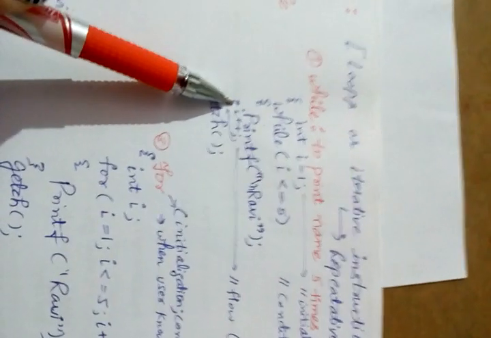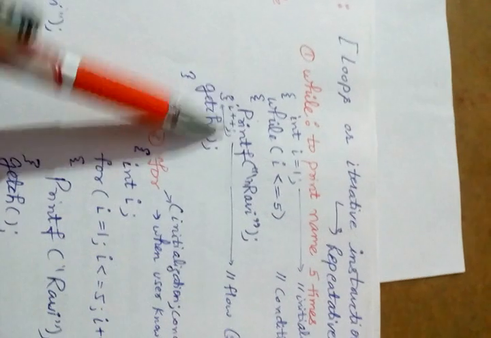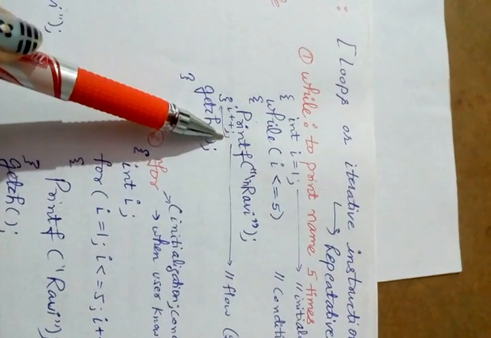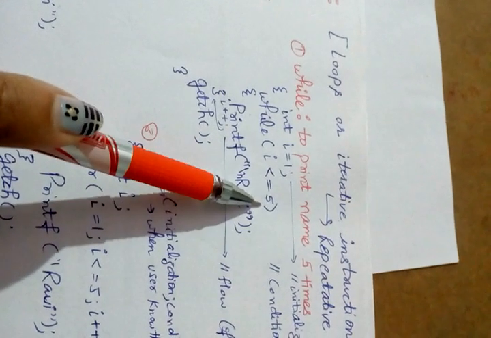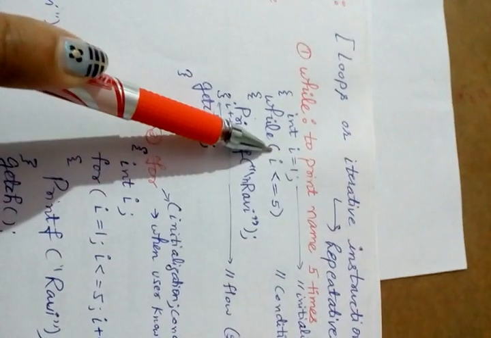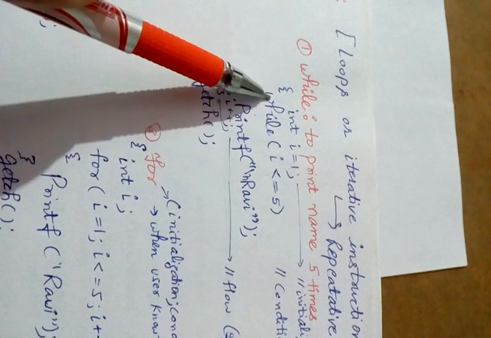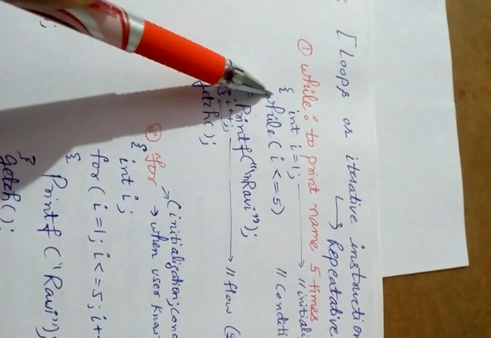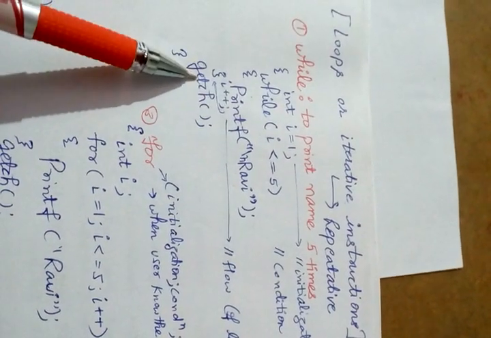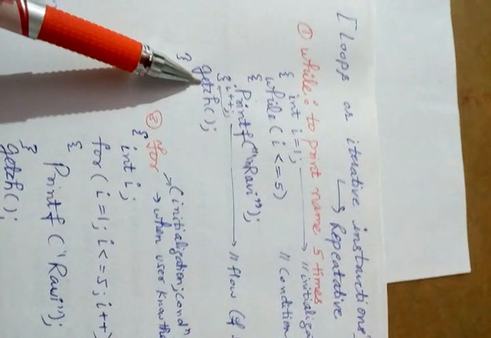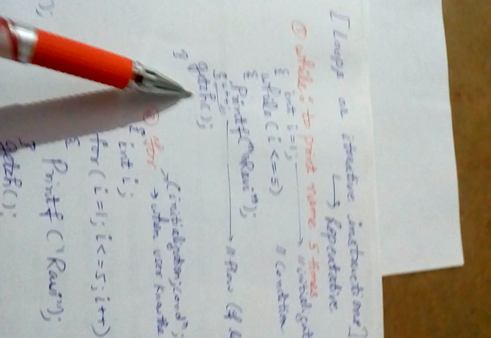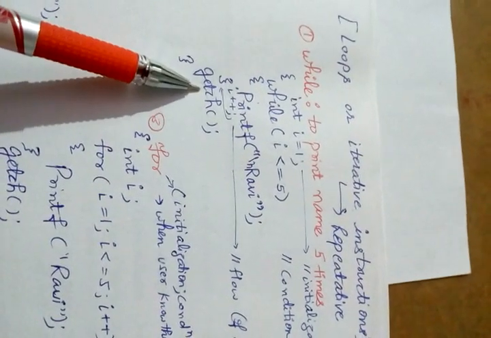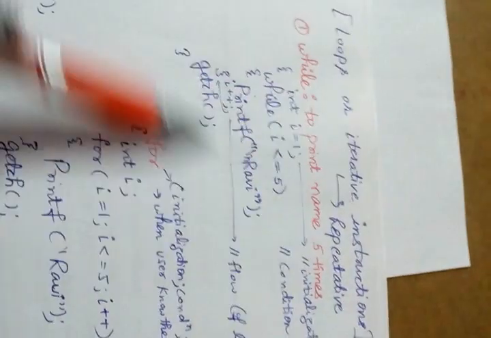Now again i plus plus. Now i is 6. Compare: is 6 less than or equal to 5? No. When the condition is false, I am not going inside this loop. It will just come out of this loop and not print any name. So this is the process of while loop.